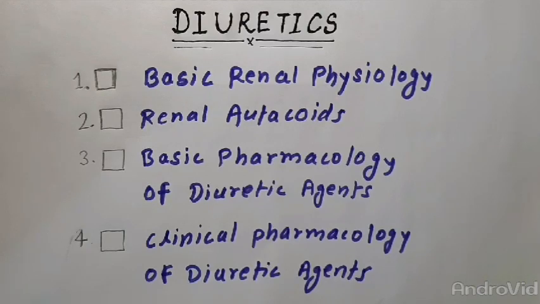So today we are going to discuss the pharmacology of diuretic agents. We will start our discussion with the basic renal physiology, then we will talk a little about the renal autacoids, then we will go to the basic pharmacology of diuretic agents, in which we will deal with the classification of the diuretic agents, and we will talk about the different classes of diuretic agents one by one. Then we will go to the clinical pharmacology of diuretic agents.